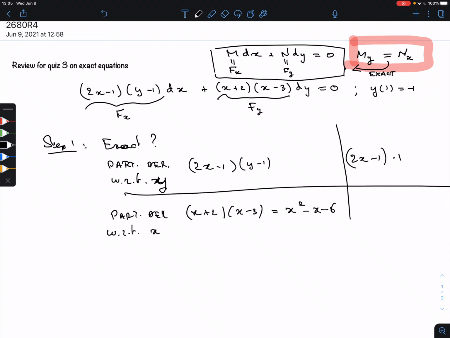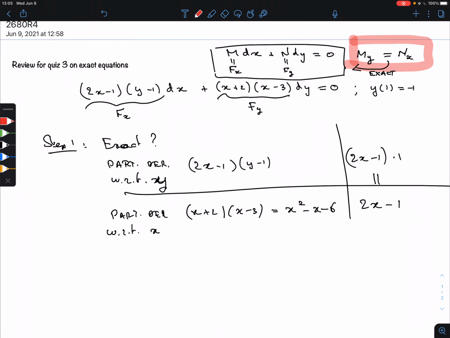Here we have to take the partial derivative with x. Well, there is nothing else, so it is really just the regular derivative, so 2x minus 1. Are these two equal? That's the question, right? And of course, yes, we see that they're equal. So we are exact. This condition is true. So what is then step 2?